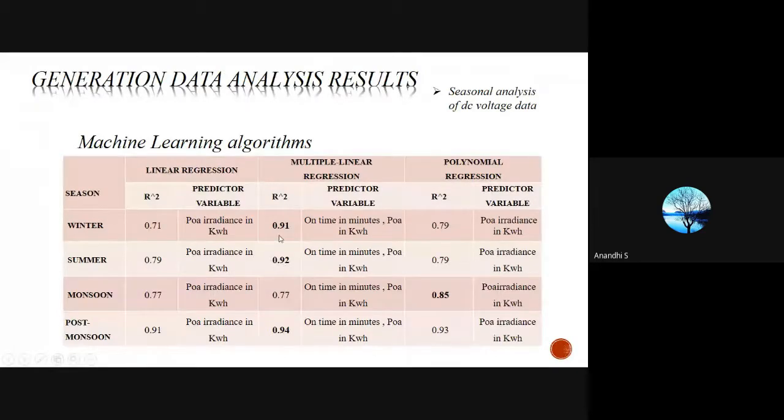When we do it season-wise, for multiple linear regression, these are the two predictors and the target is gross generation. We can see that it's near to 1, which says that multiple linear regression fits better for winter, summer, and post monsoon, while in monsoon, polynomial regression fits better. That's it, sir.